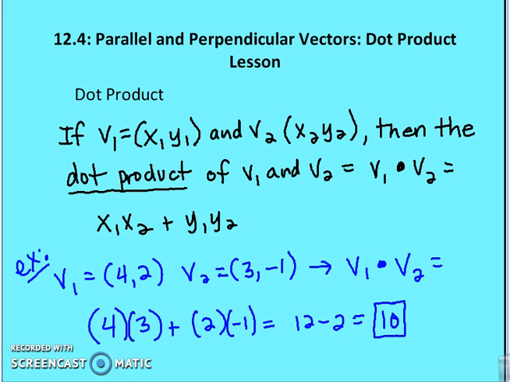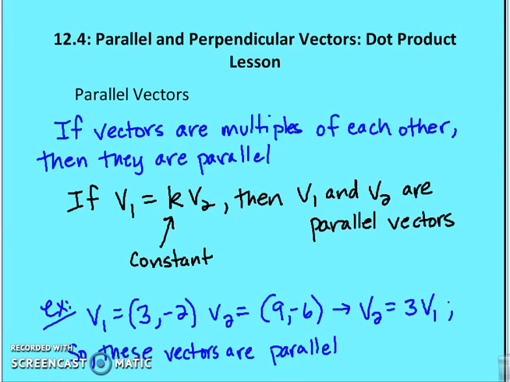The example that I give is vector 1 is equal to, in coordinate form, 4, 2, and vector 2 is equal to 3, negative 1. If I take the dot product of the two vectors, 4 times 3, so x1 times x2, 12, plus y1 times y2, 2 times negative 1, negative 2. So 12 minus 2 ends up with 10, and that's the dot product of the two vectors, vector 1 and vector 2.